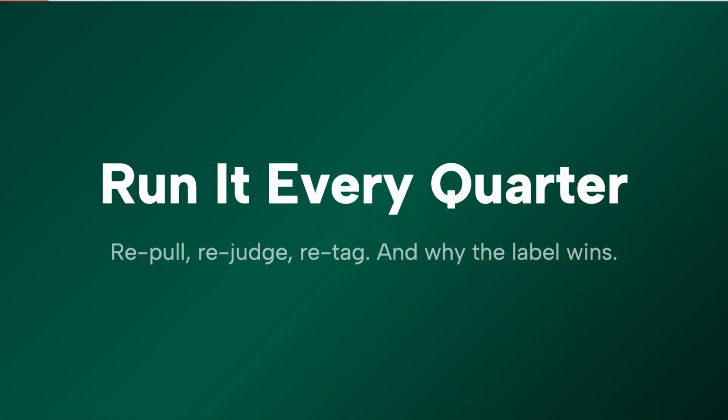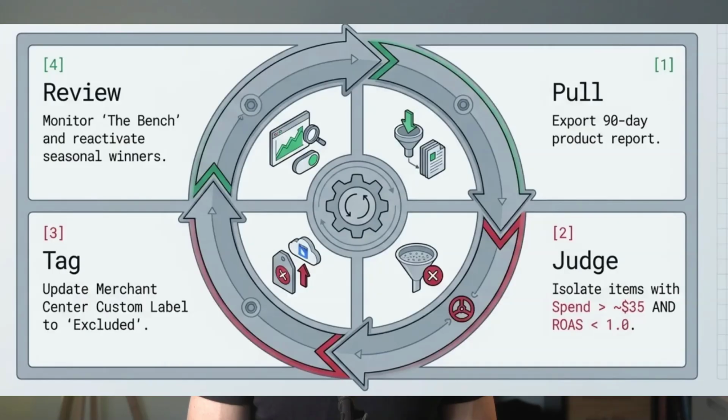Here's the recap. Pull your products across all campaigns for 90 days, judge the ones that spent enough on ROAS, then conversion rate, then a real business gut check. Tag the losers with a custom label and set that label to excluded in each campaign one time, so it stays automatic from then on. Keep a cheap catch-all so they can earn their way back. Reactivate the seasonal ones before the season and redo the whole thing once a quarter.